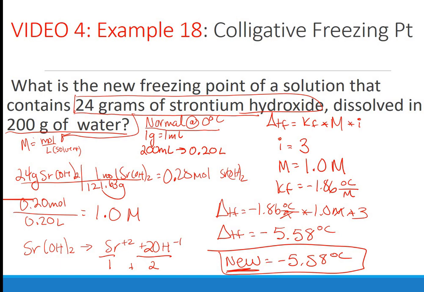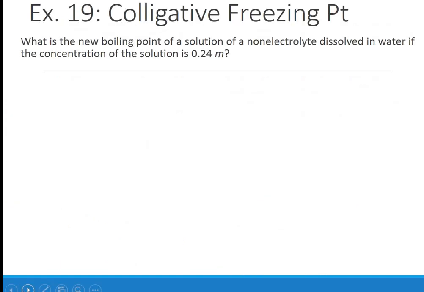So I want you guys to try the next problem. So this one, again, just be careful. It is a new boiling point, so we're using our other column. Okay, it says non-electrolyte, so use it as information, and you guys can do that for homework.